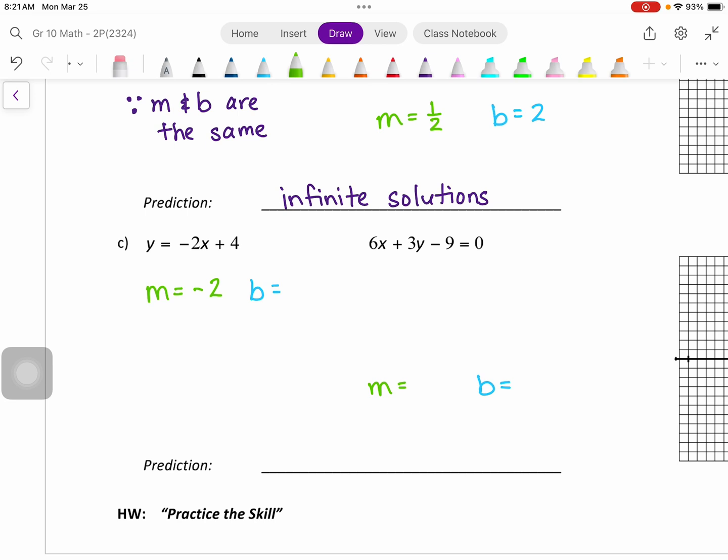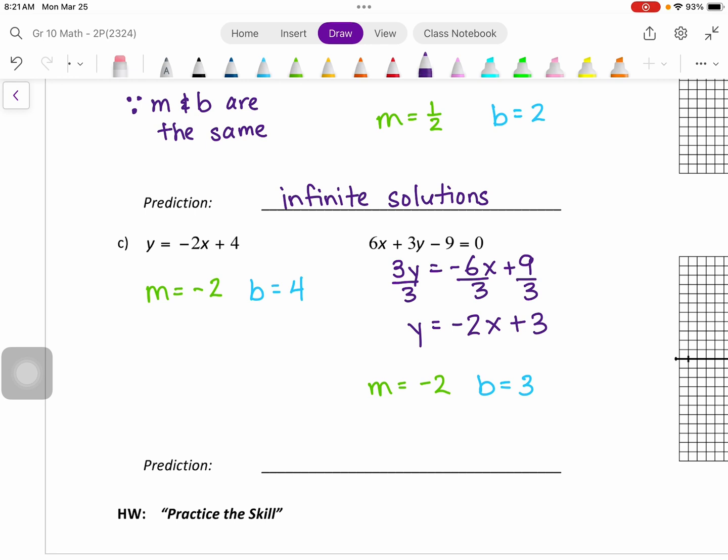So -2 is our slope in this one, and our y-intercept is 4. This next question we'll rearrange, so the y will stay. 6x is going to become -6x on the other side, and then +9. We'll divide everything by 3 so that we get to 1y. -6 divided by 3 is -2, and 9 divided by 3 is 3. So our slope is -2, and our y-intercept is +3.